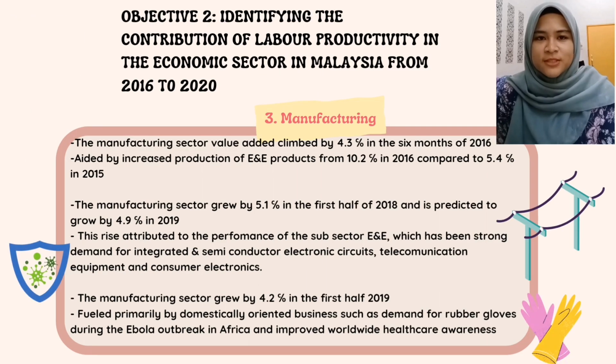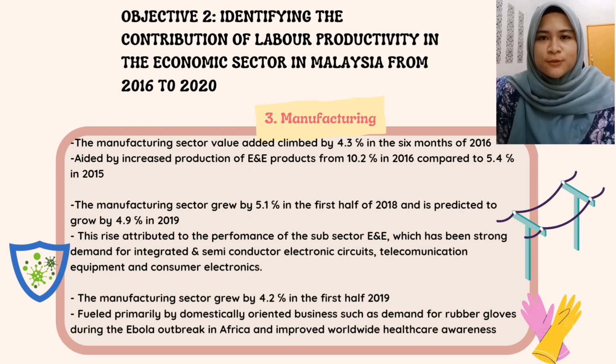Number three is manufacturing. The manufacturing sector value added climbed by 4.3% in the first six months of 2016, aided by increased product from 10.2% in 2016 compared to 5.4% in 2015. The manufacturing sector grew by 5.1% in the first half of 2018 and is predicted to grow by 4.9%. The rest is attributed to the performance of the E&E subsector, which has had strong demand for integrated and semiconductor electronic circuit, telecommunication equipment, and consumer electronic.